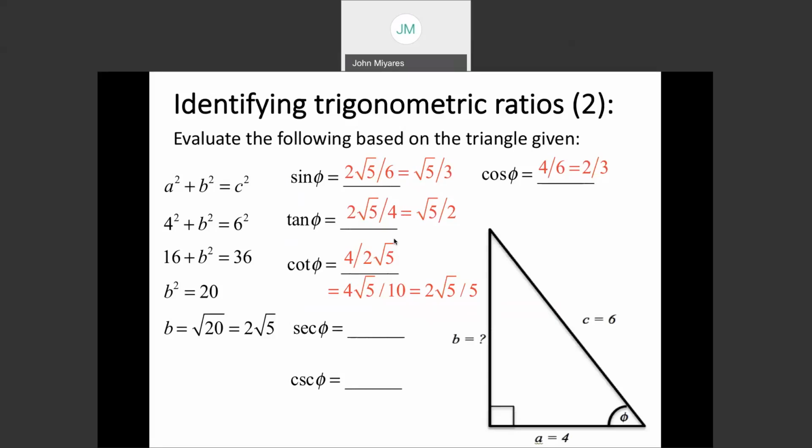The secant is the reciprocal of the cosine, which will just be 3 halves. And the cosecant will be the reciprocal of the sine, which becomes 6 over 2 root 5, which rationalizes to 6 root 5 over 10, reducing to 3 root 5 over 5.